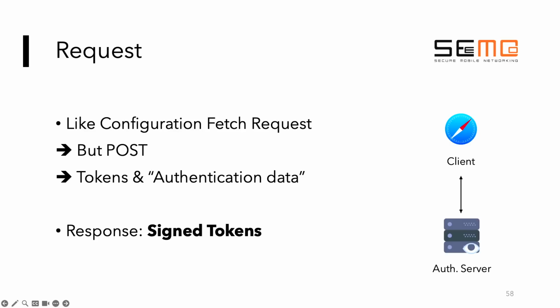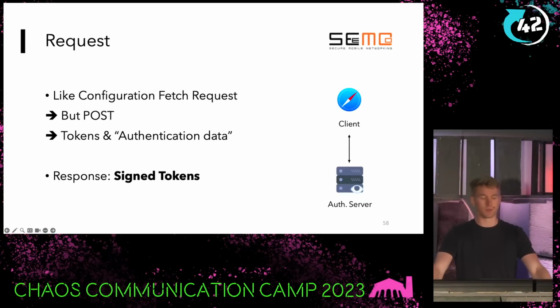The request, or the RSA blind signature protocol itself, is pretty similar to the request of the configuration fetch. However, that time it is a post request, so not just a get request. And we send there a list of several tokens, so these tokens from the slide earlier, and some additional authentication data to prove that you have an iCloud account and that you are an Apple device. And the authentication server responds with these signatures, which you can put together with the tokens to build a privacy token.